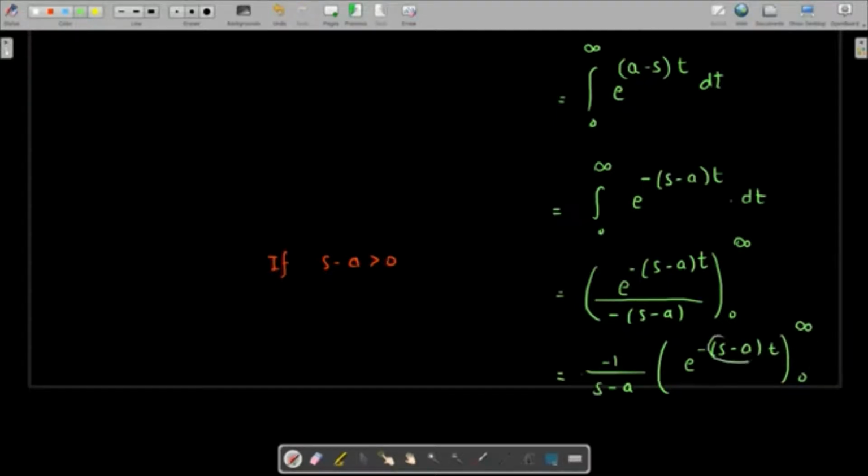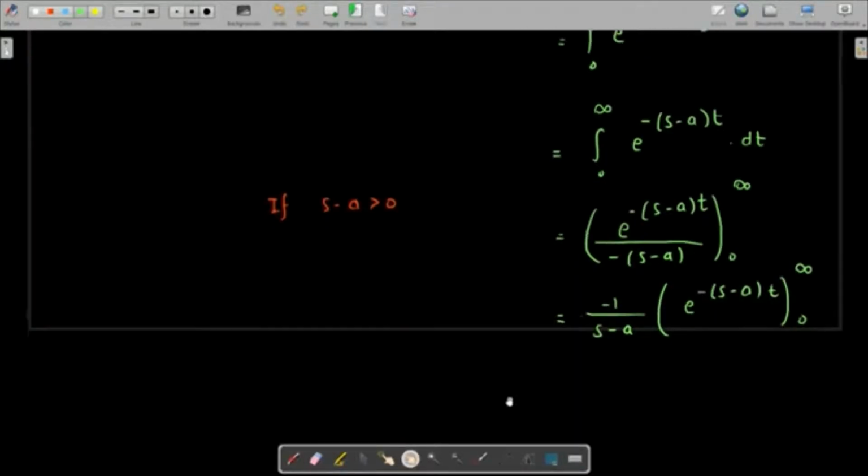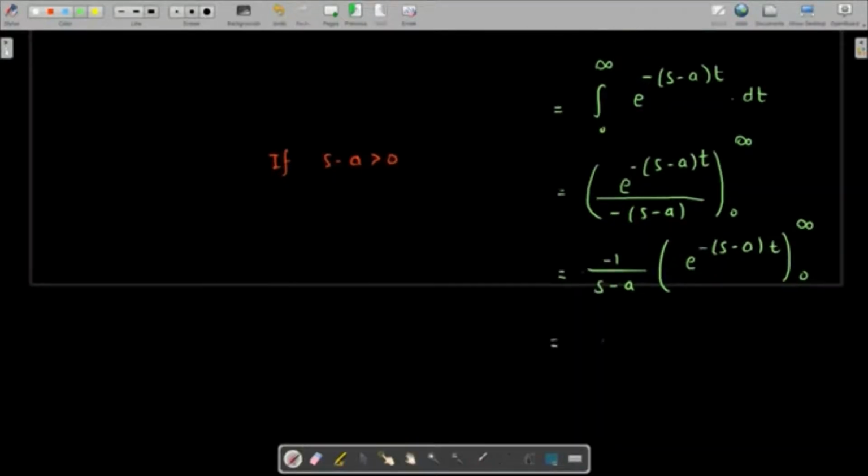Now if s minus a is positive, this expression will be negative. And if we place infinity, that will be negative infinity, and this will be e raised to minus infinity, which is 0. That's why we have to ensure that s minus a should be positive. Otherwise, the value of the limit which we are writing won't really hold.